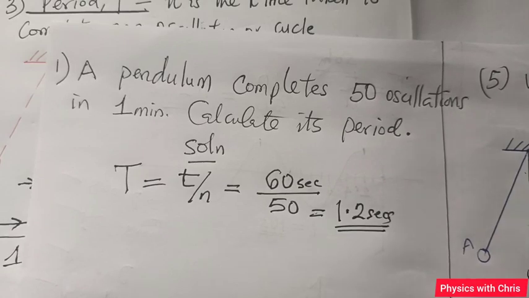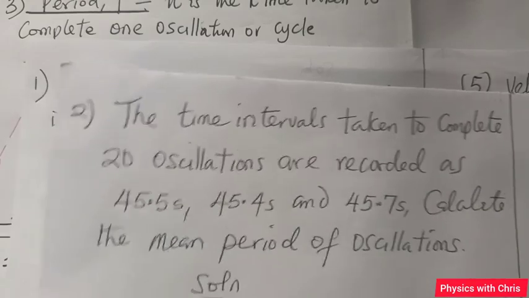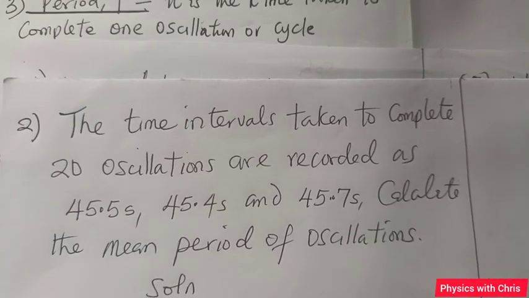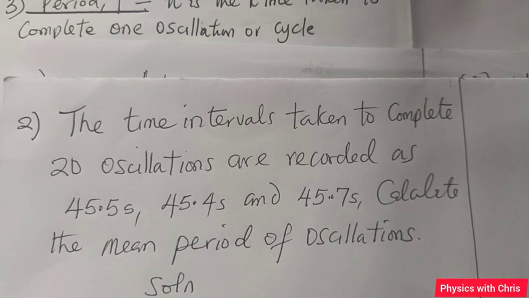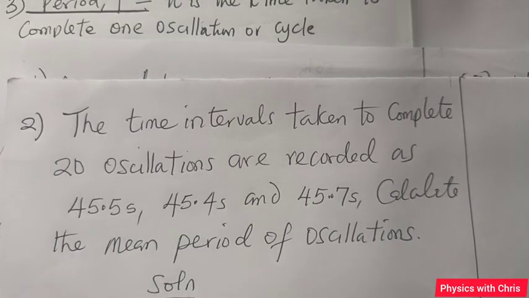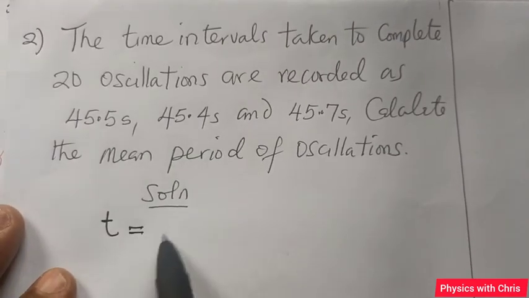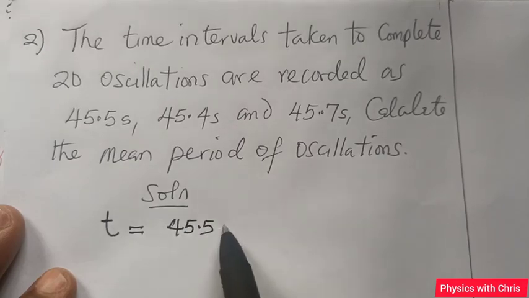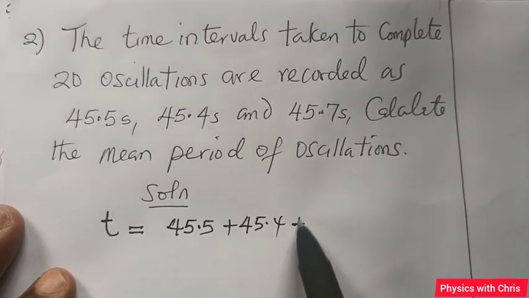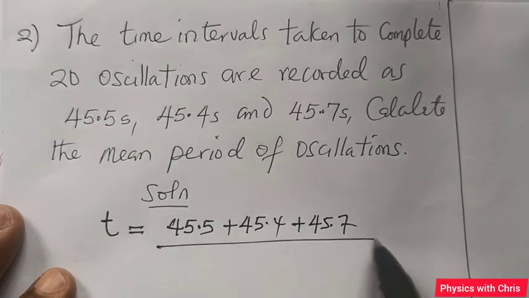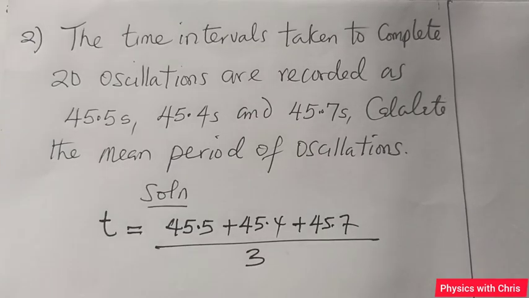Okay, maybe I'll take another question on the time interval. The time intervals taken to complete 20 oscillations are recorded as follows: 45.5 seconds, 45.4 seconds, and 45.7 seconds. Calculate the mean period of oscillation. Now, before we can find the mean period, we have to first calculate the mean time. The mean time or the average time is given by just finding the average of these three times: this plus 45.4 plus 45.7, now divided by 3 because there are three different times given for the oscillation of the body.